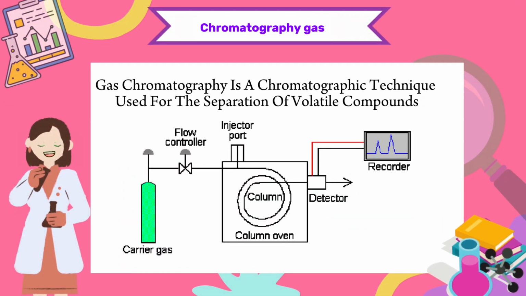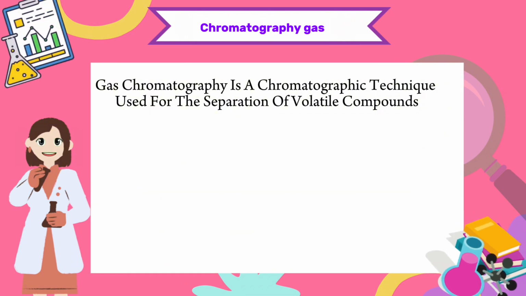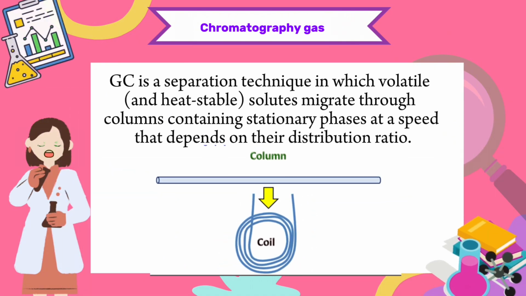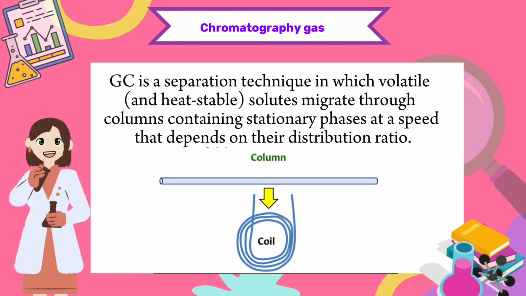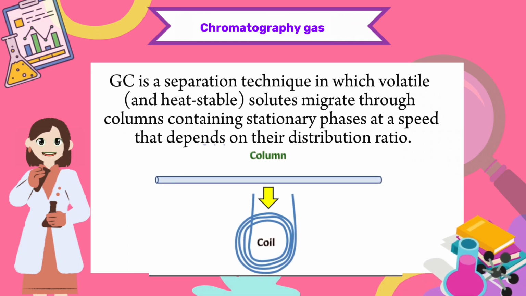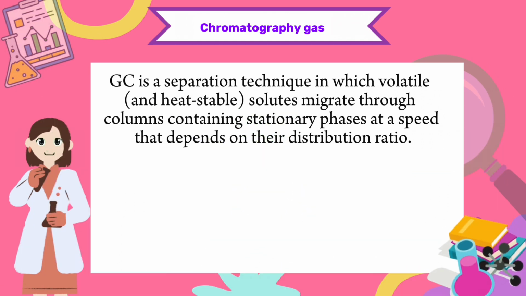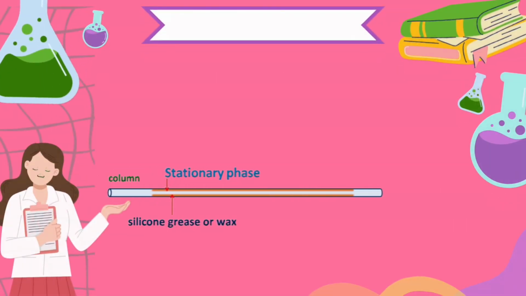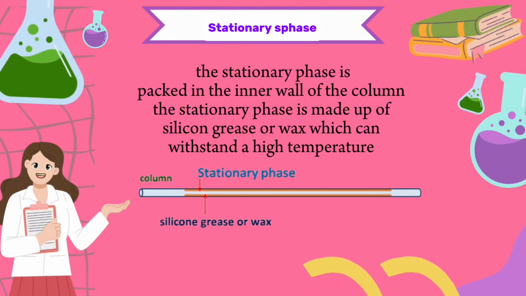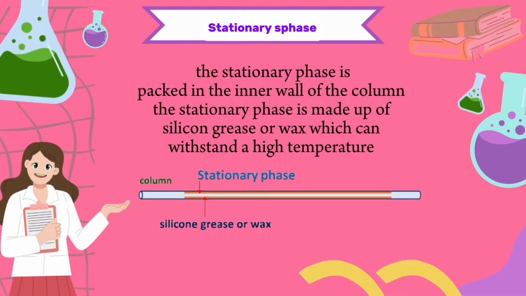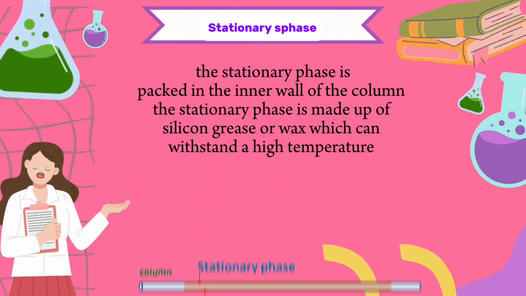Gas chromatography is a chromatographic technique used for the separation of volatile compounds. GC is a separation technique in which volatile and heat-stable solutes migrate through columns containing stationary phases at a speed that depends on their distribution ratio. The stationary phase, packed in the inner wall of the column, is made up of silicone, grease, or wax which can withstand a high temperature.